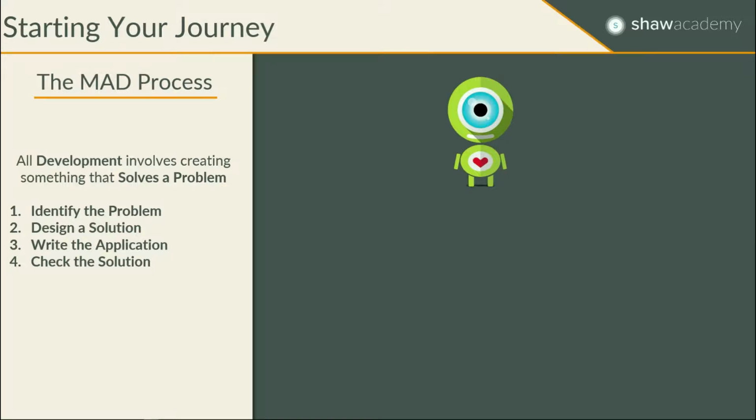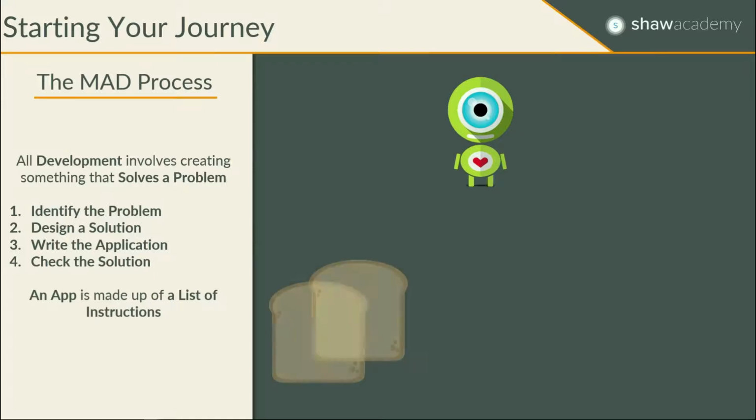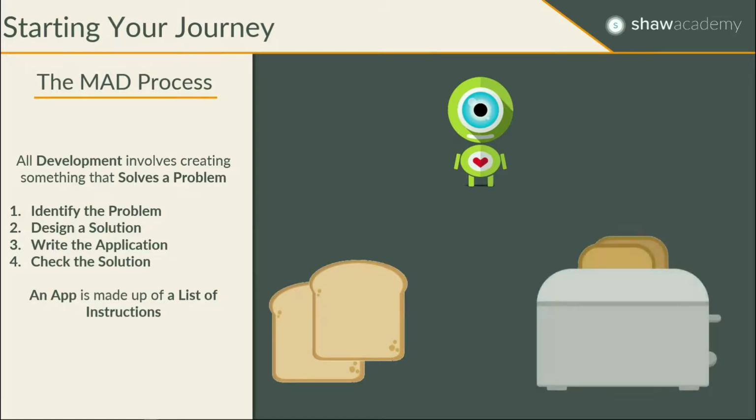Overall, an app is made up of a list of instructions that tell the system what to do depending on a variety of factors. So, as we can see there, an app is made up of a list of instructions, and we're going to look at algorithms now in a second. But if we wanted to make some toast, we would take some bread and pop it in the toaster for a designated amount of time. That is a very simple instruction, but that is what you need to think about when you are designing a solution and writing up the application.